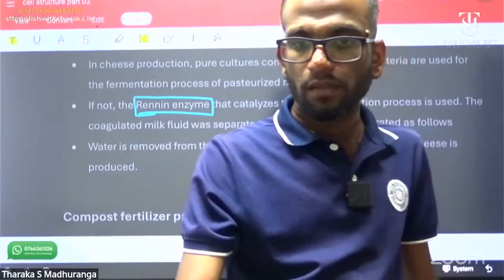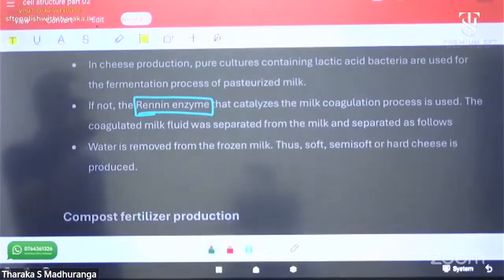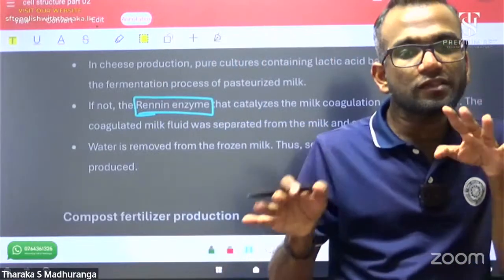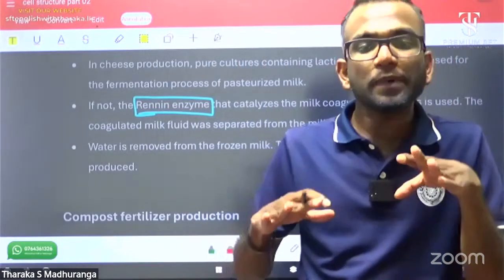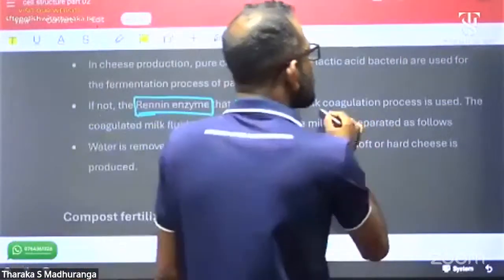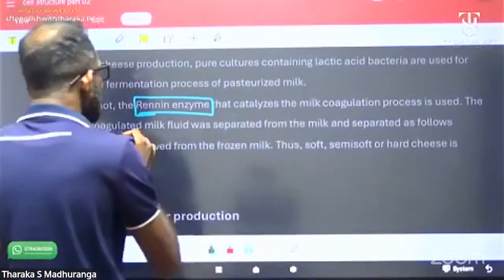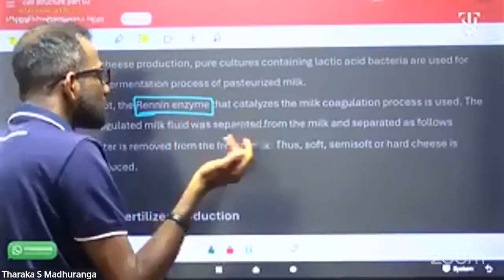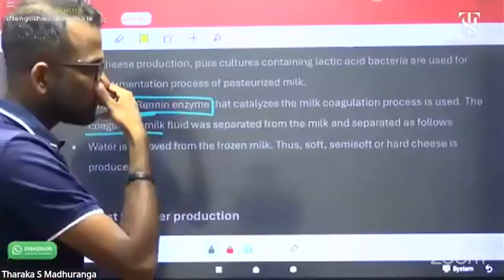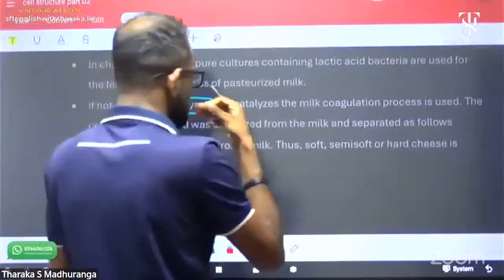What does this renin enzyme do? Casein protein and the other solution will be separated. This is the milk coagulation process. Coagulated means casein, right? In cheese production, we mainly use casein. Casein is separated from the milk.